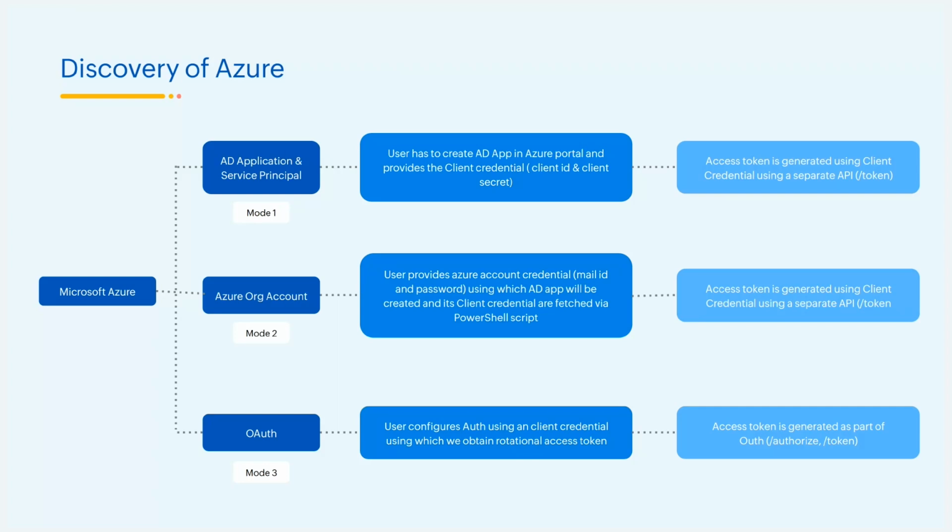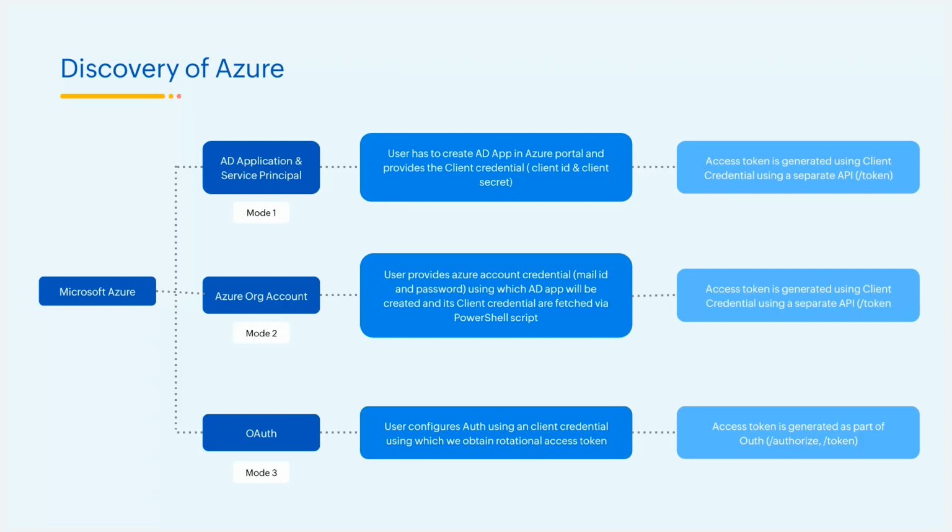Initially, we'll discuss the Active Directory application and then the service principal. In this method, the user must create an Active Directory application in the Microsoft Azure portal. Then we need to provide the client credentials, which include the client identification as well as the client secret. Once these credentials are configured, an access token is generated using a separate API call. This access token is then used for authentication and for retrieving the monitoring data from Microsoft Azure.